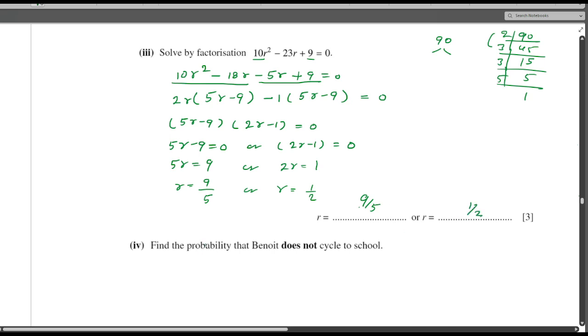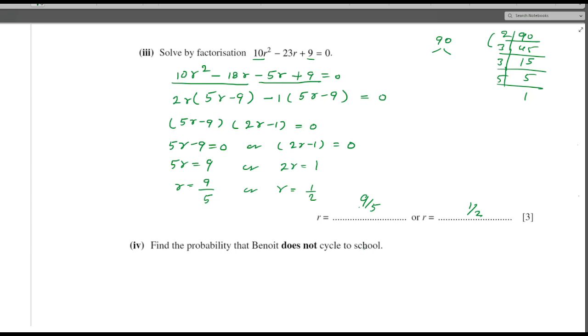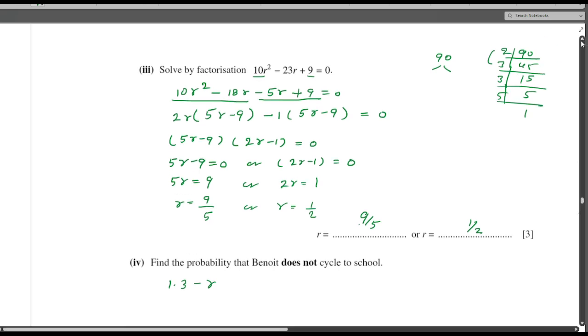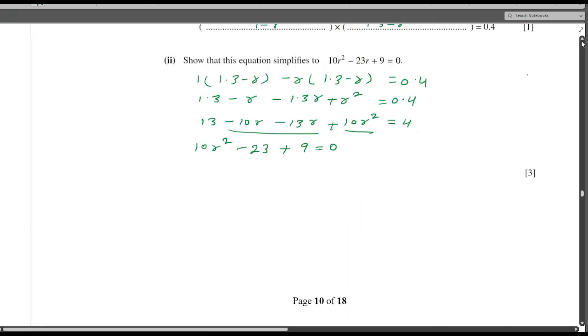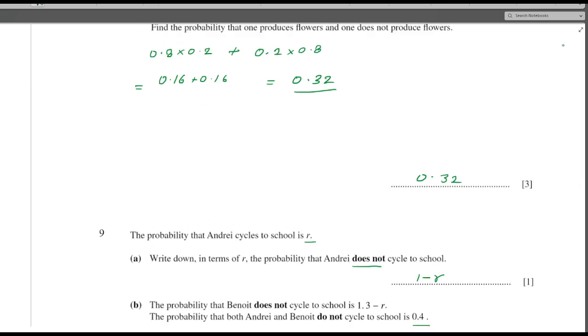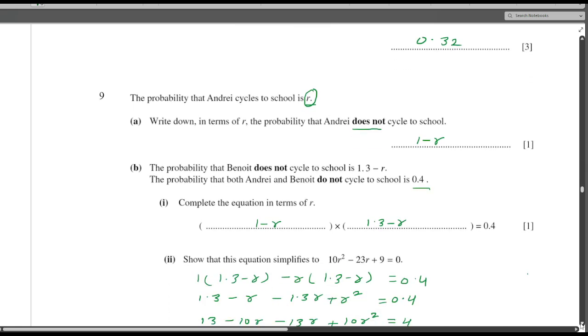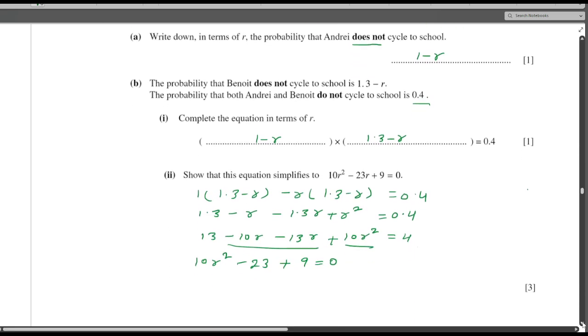Now find the probability that Benoit does not cycle to the school. Benoit does not cycle to the school, its probability is 1.3 minus r. Let me check the problem once again. The probability that Benoit cycles to school is r. Now the probability is always less than 1, so the value of r which we will use will be less than 1 only.